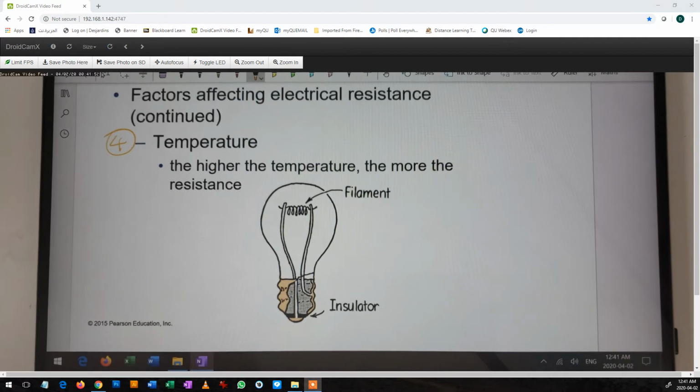معناته collisions of conducting electrons will face more resistance because now you have more vibration. When you have more resistance بصير electrical resistance higher.